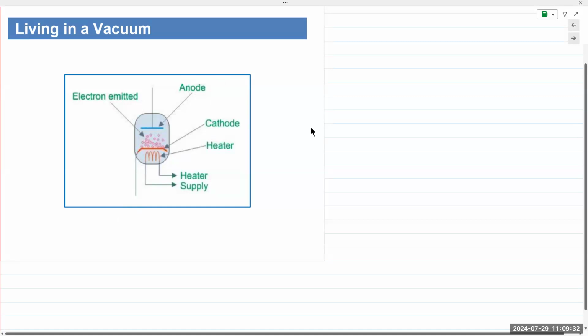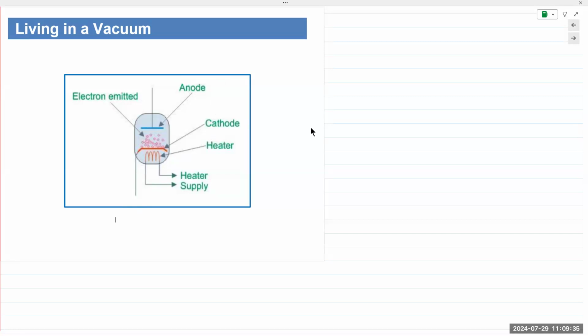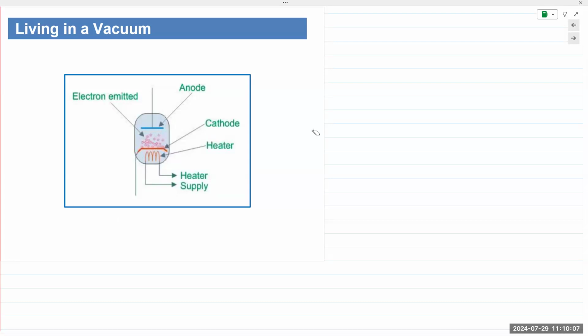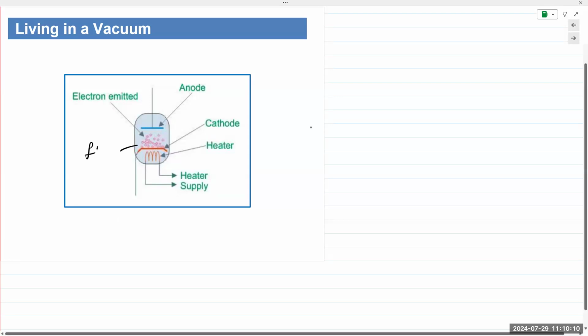There was a heater right below the cathode, like an electrical filament light bulb. That heater would be connected to an energy supply or source, heat up, and it would heat up the cathode because it's in close proximity to such a high temperature that the cathode would start emitting electrons. Okay, it would start emitting electrons. Now, this is just a basic explanation, but these electrons would float on the surface of the cathode.